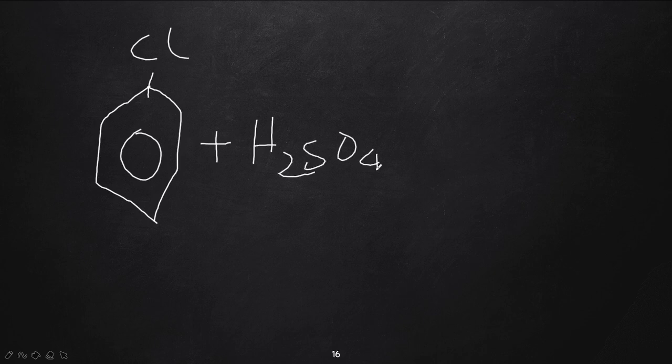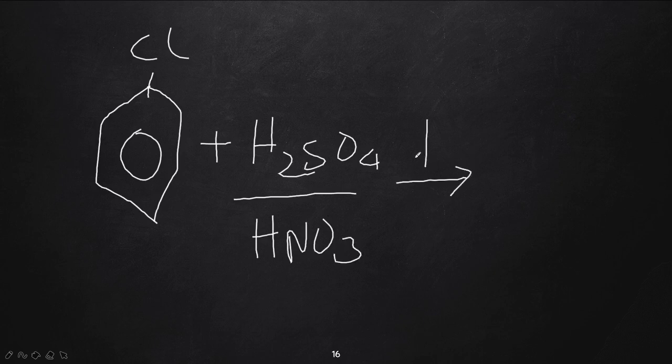Now, this is our chlorobenzene, Cl. For nitration, we know we need H2SO4, and let me just put it on that so I don't take a lot of space, and HNO3, and heat is applied, so heat. At the end of the day, we end up having two compounds.